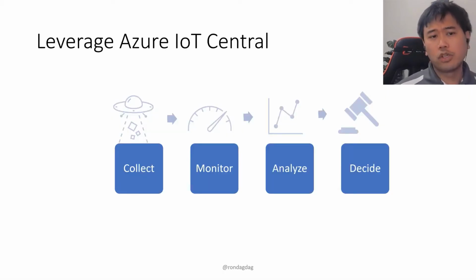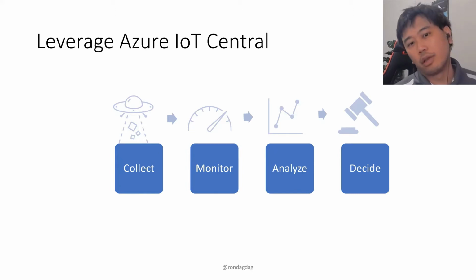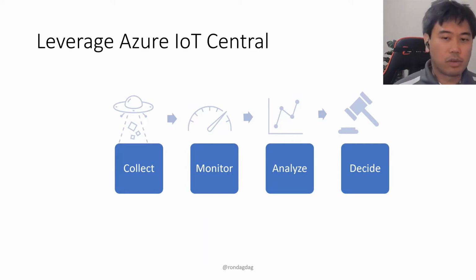So how would you leverage them? Of course, you have ways to collect data from your devices and then monitor each one of these. Imagine thousands or millions of devices and monitoring them. IoT Central helps you monitor these devices and the life cycle of these devices, and then analyze what's going on and the data that you're receiving from each one of these devices. And then, of course, the decision of what you would do based on the data that you collected.